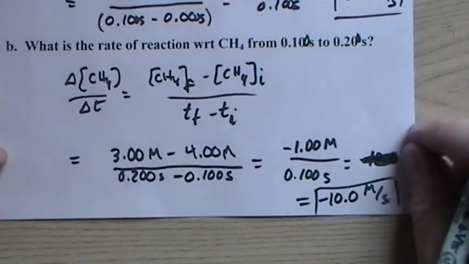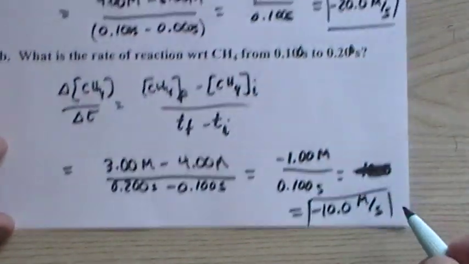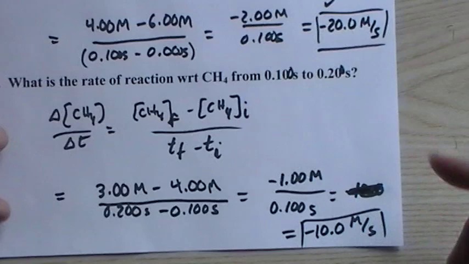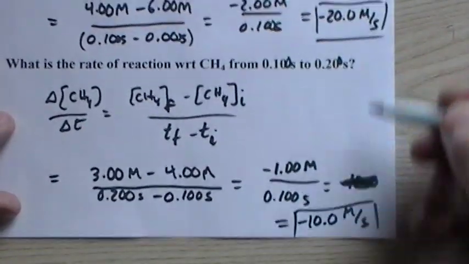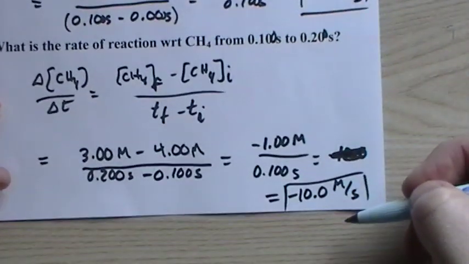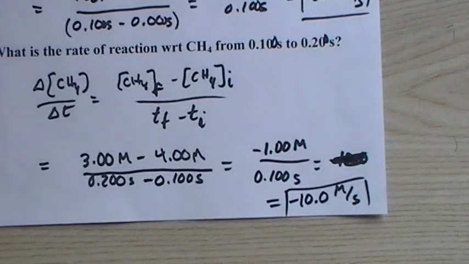Now, we don't have a lot of time. I want to keep it under 20 minutes here, but notice the reaction rate has dropped. It goes from minus 20 molars per second to minus 10 molars per second. That does happen. That will happen as the reaction goes along. The reaction rate with respect to a reactant is going to drop. And we'll stop there.